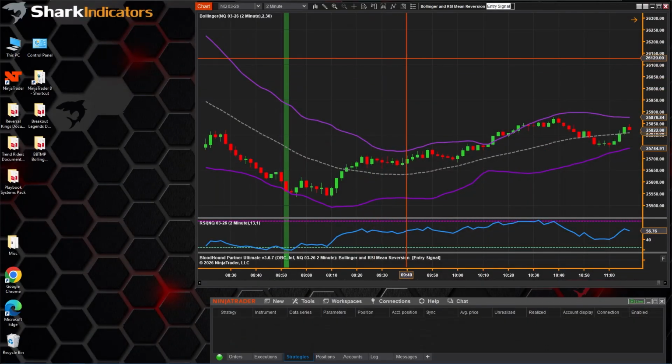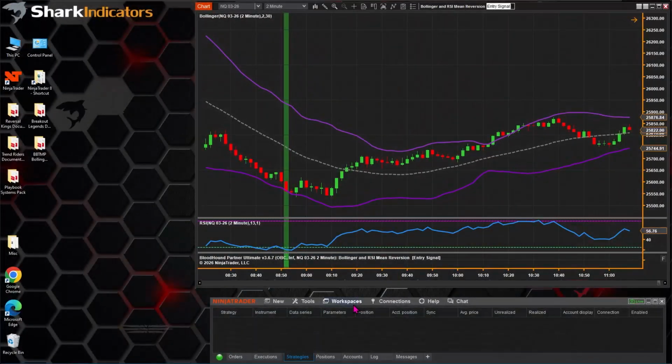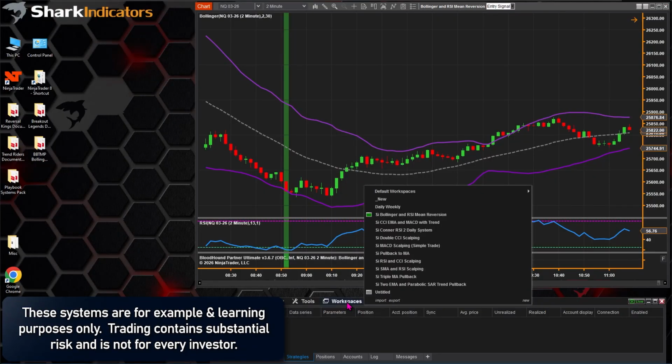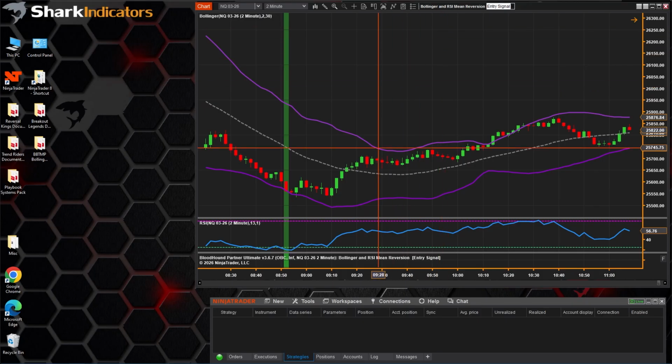This is an introduction to the Bollinger and RSI mean reversion system. To get started, go to your workspaces and open up that workspace. That will load up this chart, as you see. Let's start with Bloodhound, and then we'll jump to Blackbird afterwards.